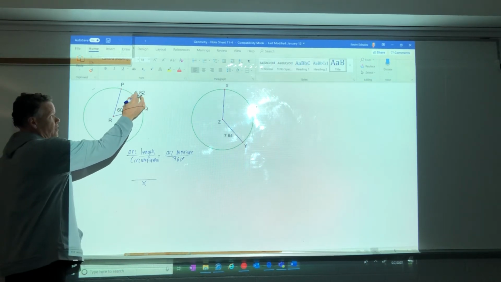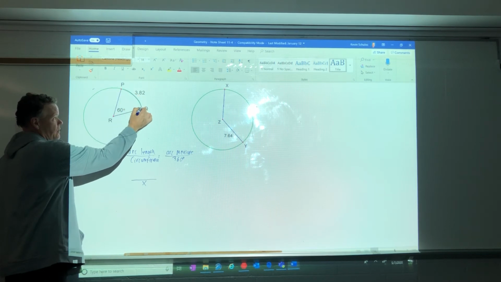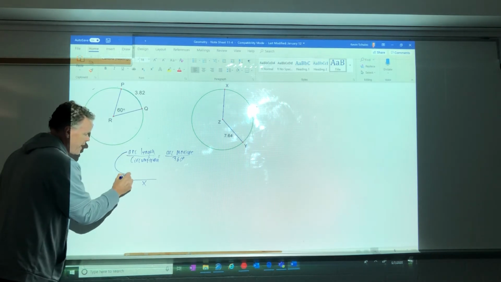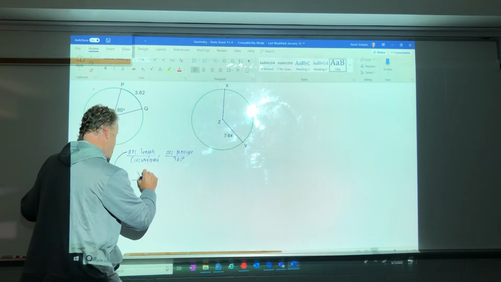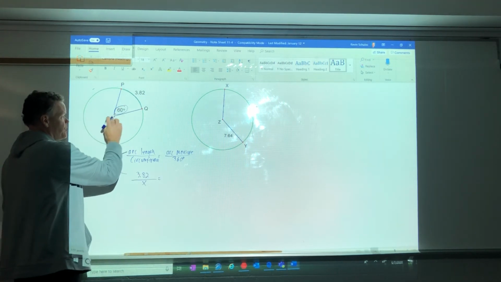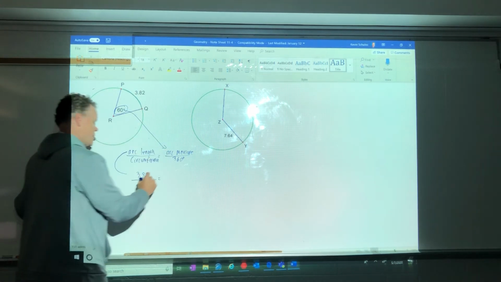Our arc length is right here, this unit right out here. This is our arc length. That's what we were finding before. Now they give us the arc length. So our arc length is going to be 3.82. Okay? Our arc measure is the same as the central angle. That's going to be 60 degrees.